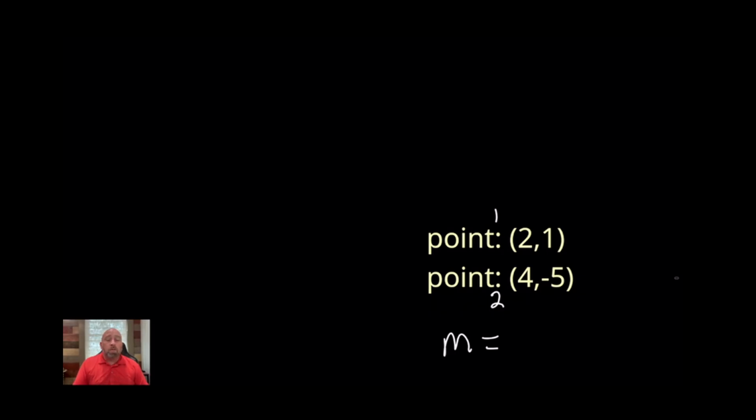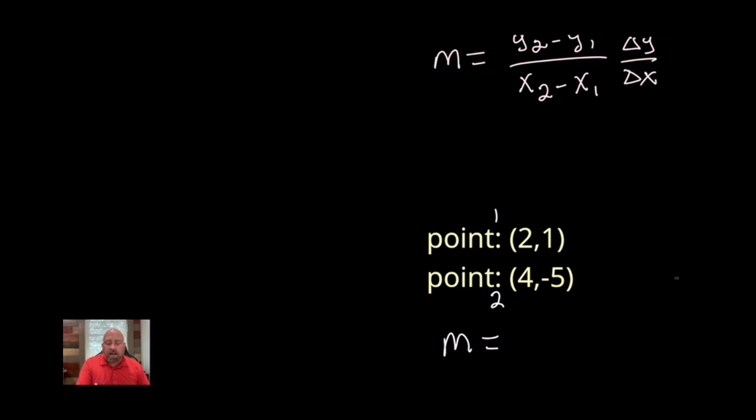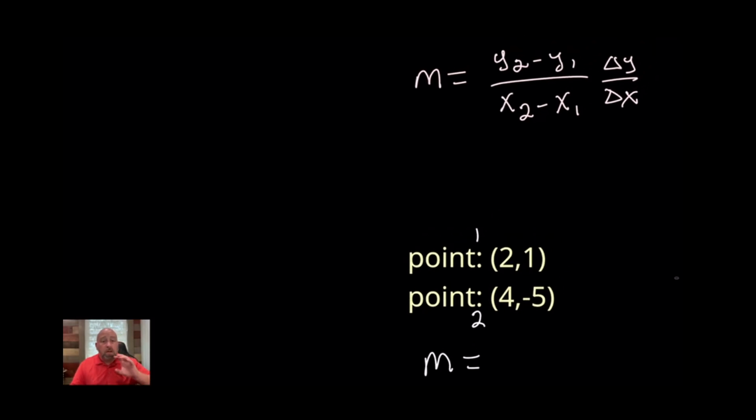Well, sure we can. We would use the slope formula. And what is the slope formula? Slope formula is m equals y2 minus y1 over x2 minus x1. Or remember, the change in y over the change in x. It's from a few lessons ago. You should remember that. If you don't, again, go back and review that lesson.